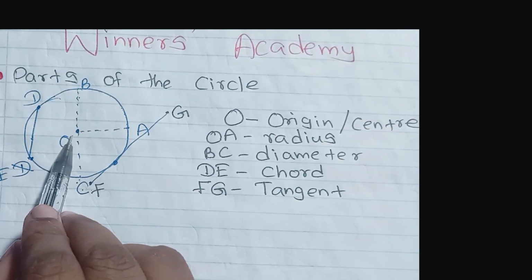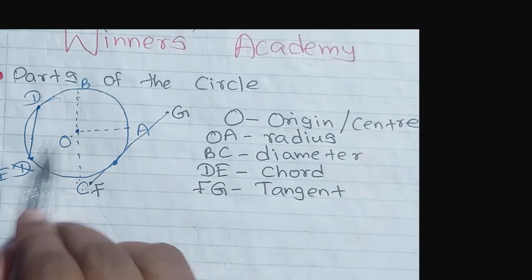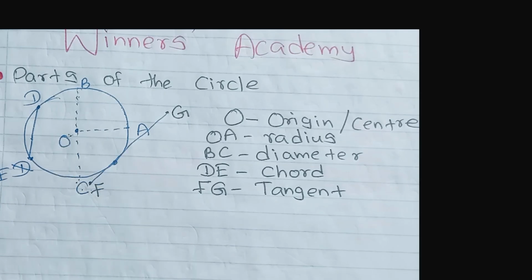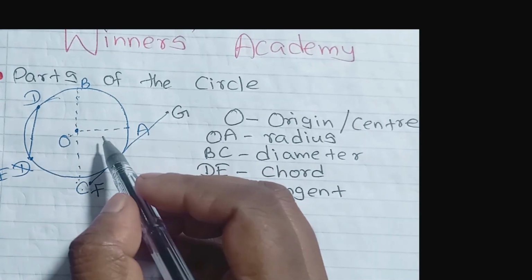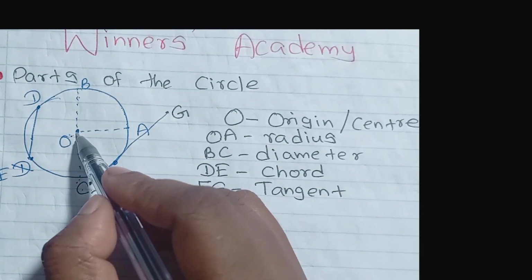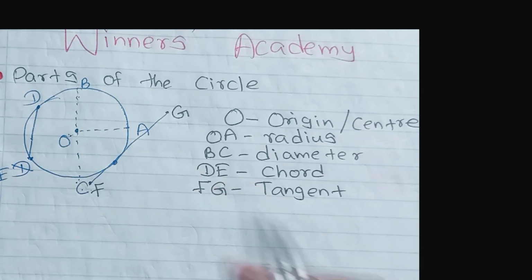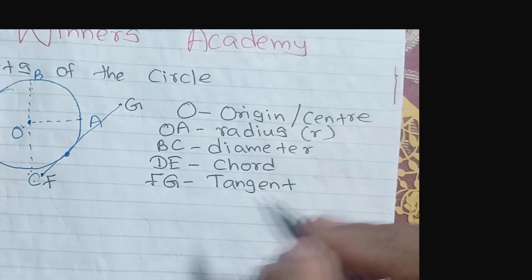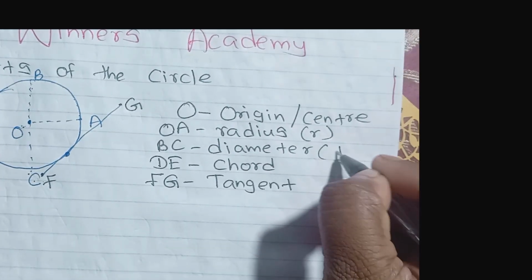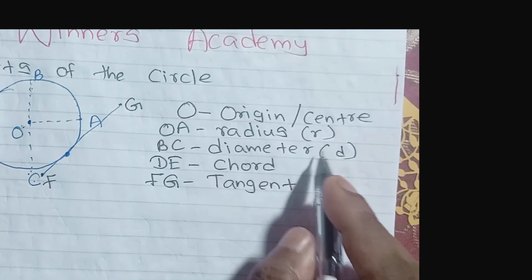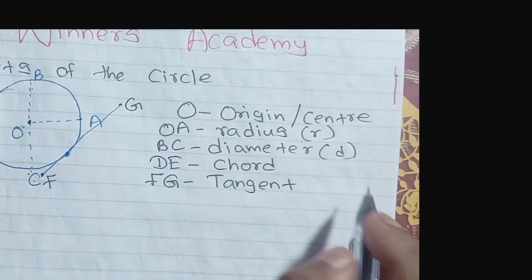So this is the origin or otherwise center of the circle. The distance from the center to the circumference is called the radius, and when you are joining two points on the circumference through the center, it is called the diameter. And the radius we can call by using the simple R. Diameter we can call by simple D. Keep it in mind, right? Those two we can rename by using these two simple letters.